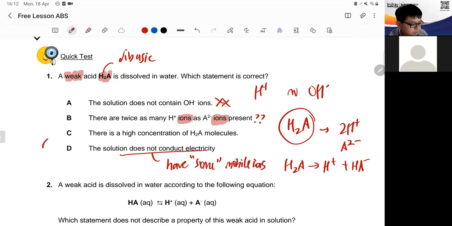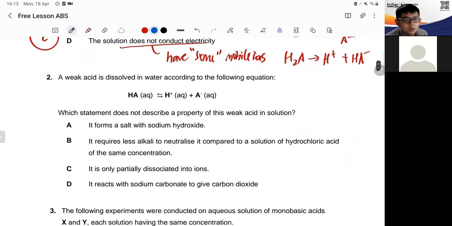The answer is C. Because if it is a weak acid, it means that a large majority of the H2A is undissociated. If it's undissociated, doesn't that mean that there's a high concentration of the original acid left in the water? C is the best answer. So between B and C, C is definitely much better. B is ambiguous, but C definitely is correct.